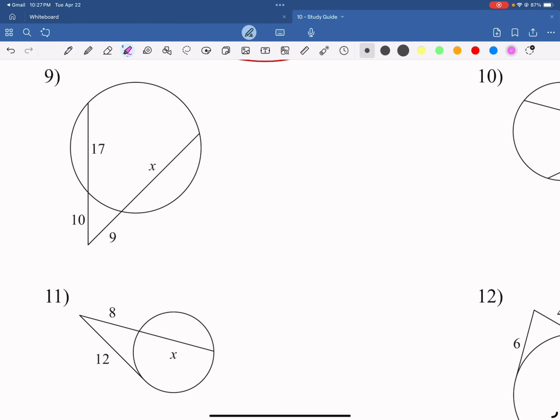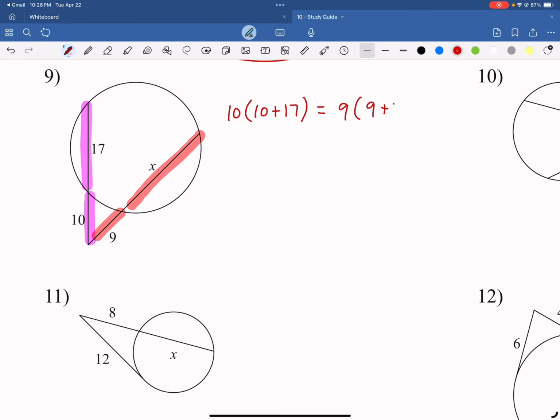So here we go. This right here, recall that we are still creating ratios, but this time we have two secant lines. Secant lines are lines that cut through the circle. Tangent lines, again, are different. They just graze the outside. In this case, if you have two secant lines, you just create a ratio between these two. So let's do 10, and then 10 plus 17. That's our first ratio. And then let's do, I don't know, 9 and 9 plus x. So 9 and 9 plus x.